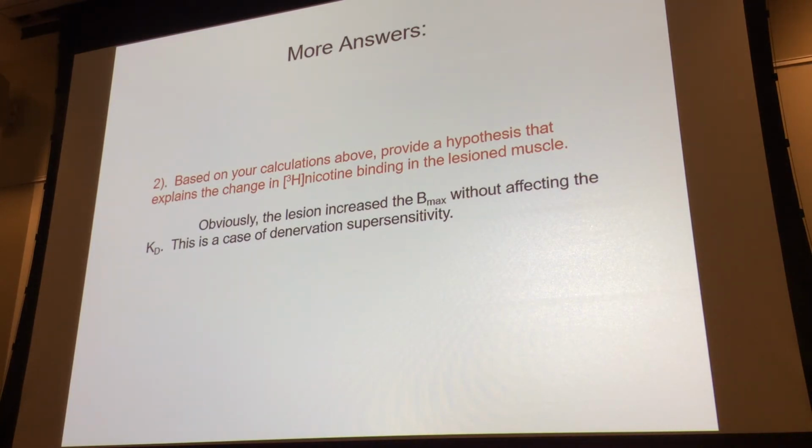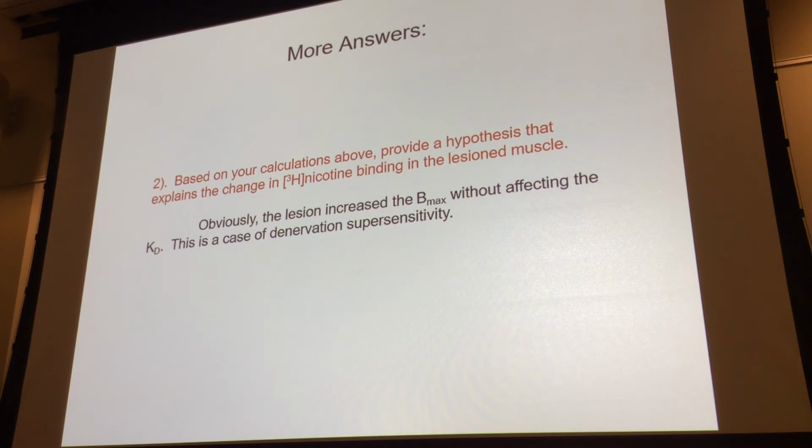This is denervation supersensitivity. Just exactly what we talked about in class. Very simple. We said in class that when you remove the neurotransmitter from the environment, the postsynaptic cell or the muscle responds by increasing the number of receptors and not increasing the affinity. So this is a great example of denervation supersensitivity that occurs over a long period of time after the presynaptic nerve cells have been removed.